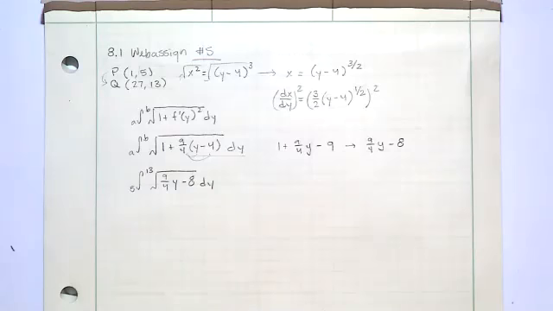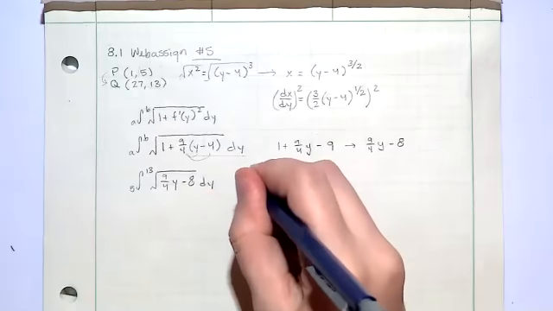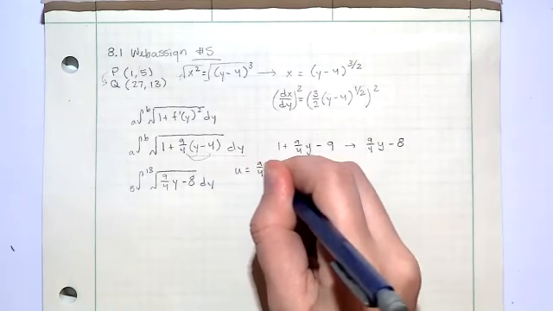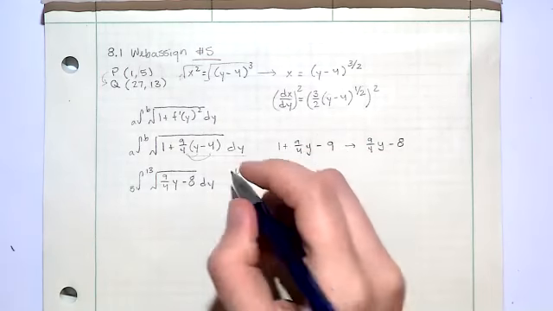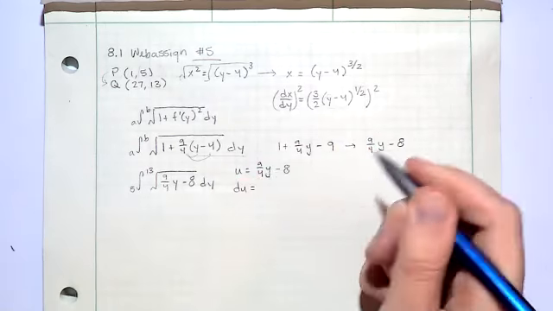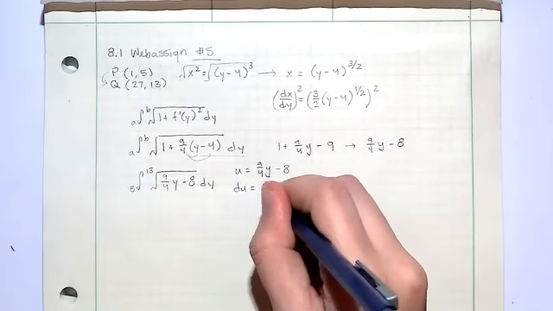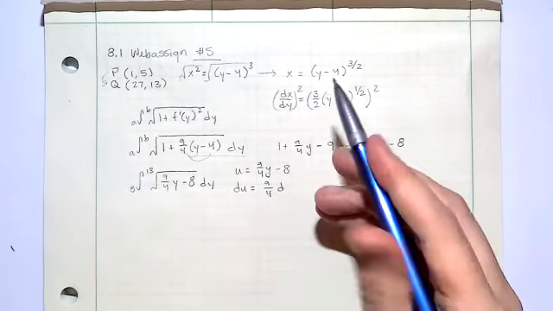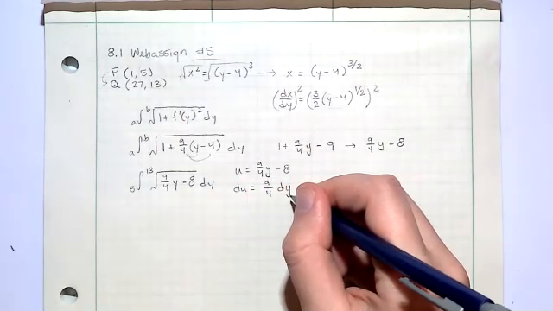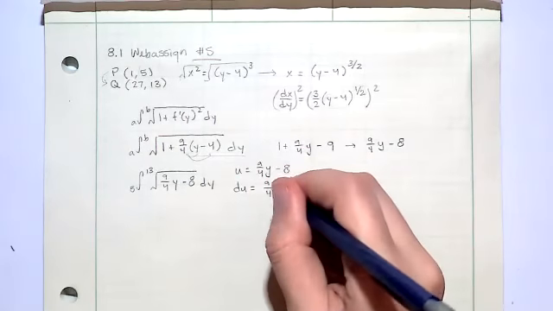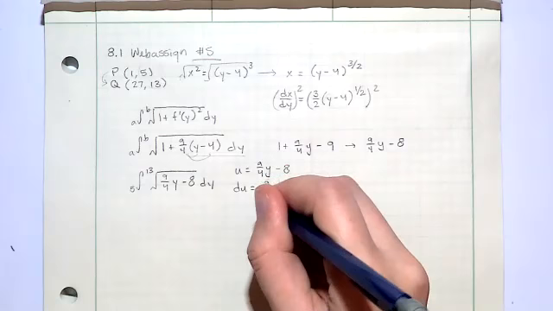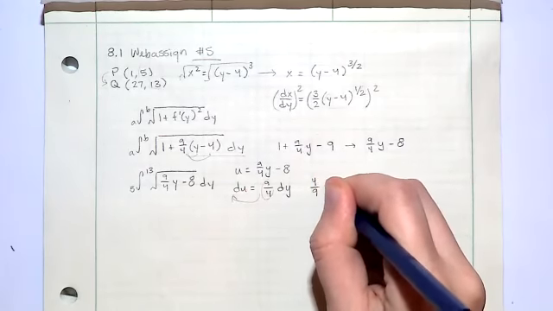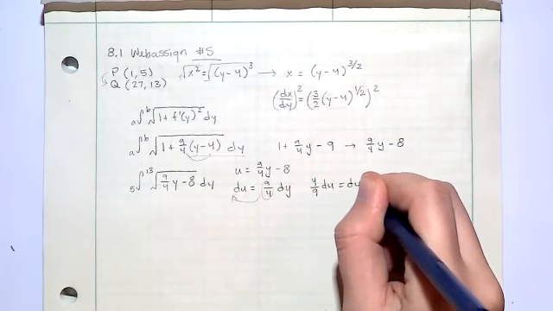And just like in the previous problem, you'll want to use a u-sub. So we'll say that u is equal to just everything that is underneath that radical. So our du is then just going to be 9/4 dy. And so that means that this guy will flip and go to the other side. So 4/9 du is equal to dy.